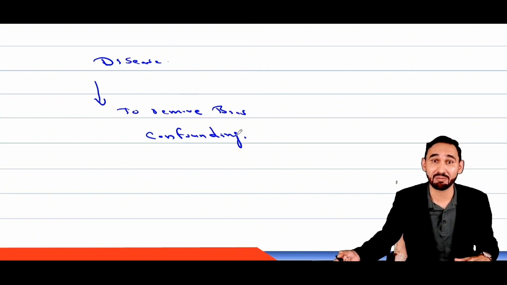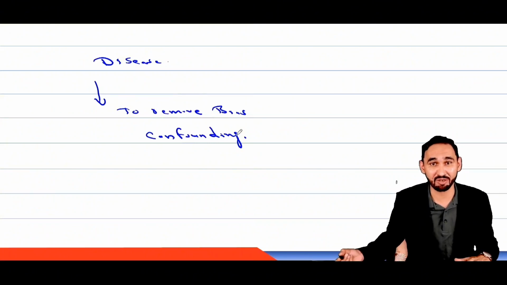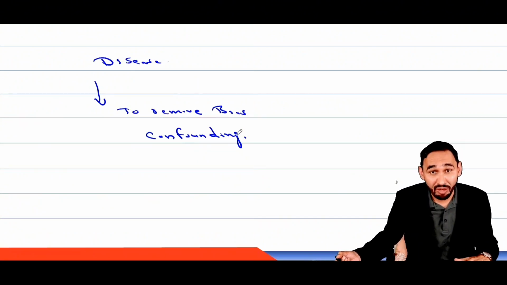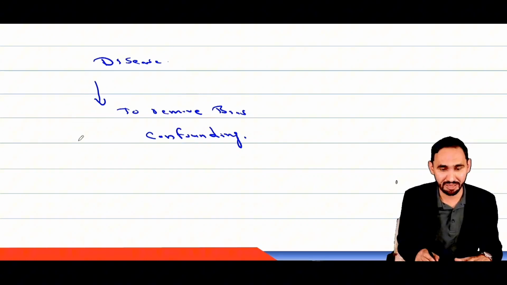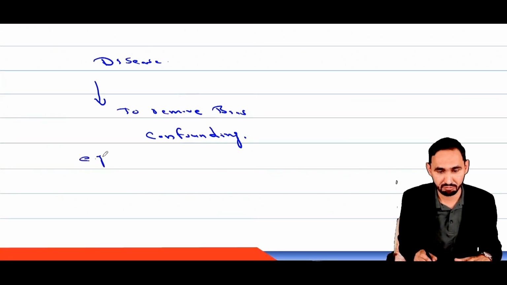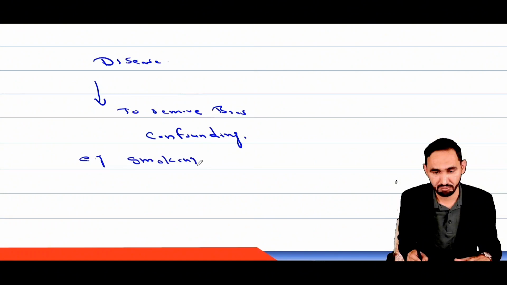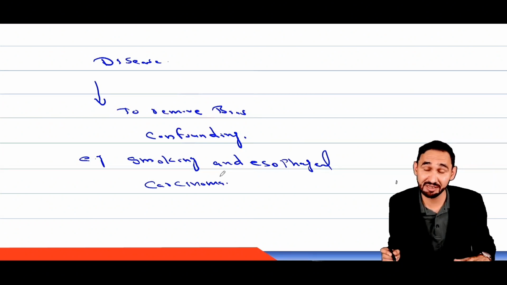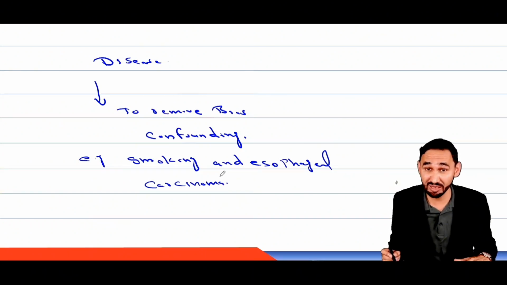Alcohol can be a bias in a study of smoking and esophageal carcinoma because esophageal carcinoma can be caused by both alcohol and smoking. It can affect the outcome. It will cause confounding. To remove confounding, we'll do matching. So we'll take the example of smoking and esophageal carcinoma.